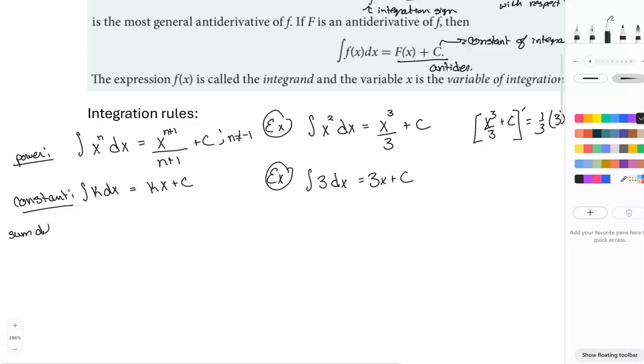Let's talk about sum and difference. So if I integrate a function f plus a function g with respect to x, that's the same thing as integrating f and g separately.